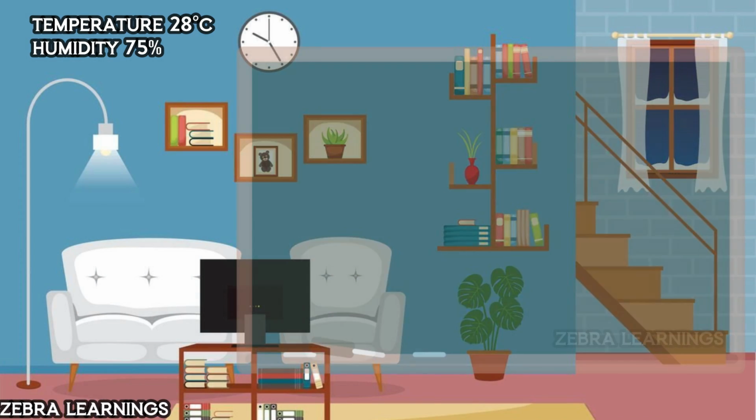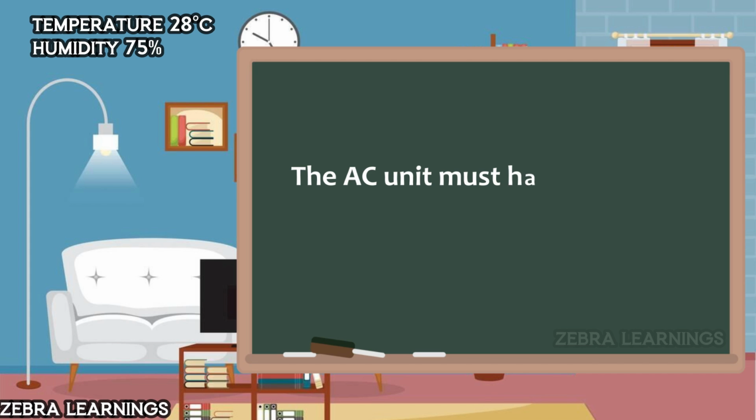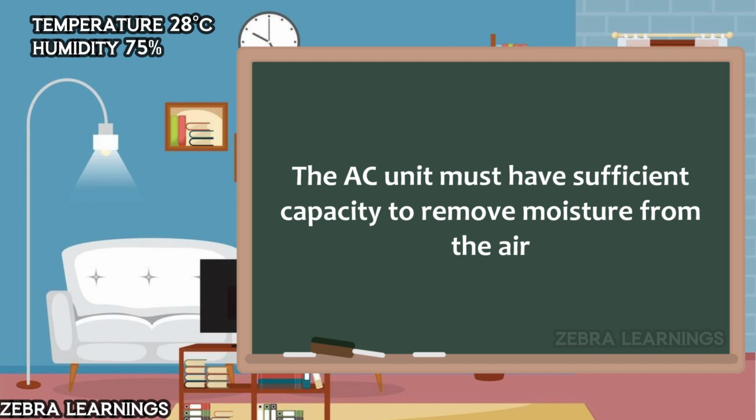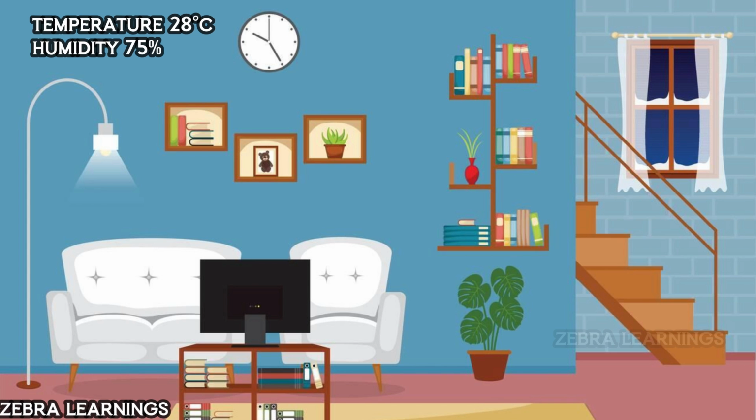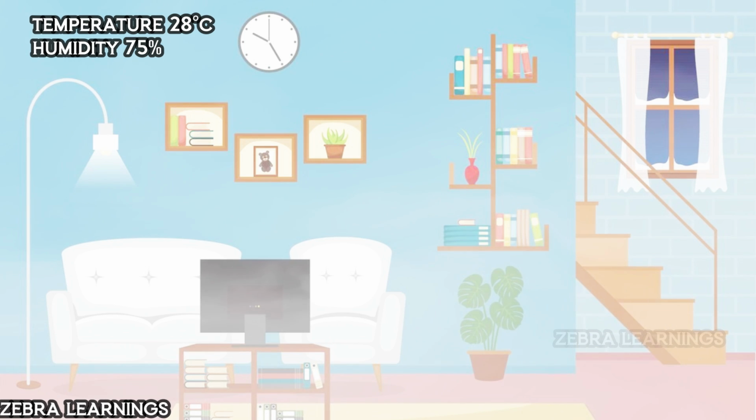Additionally, the AC unit must have sufficient capacity to reduce the air temperature below the dew point to effectively remove moisture. If the AC unit is not powerful enough to handle both the sensible and latent heat, it won't be able to sufficiently cool and dehumidify the room. This could leave the room feeling uncomfortable, either because it's still too warm or because it's overly humid.